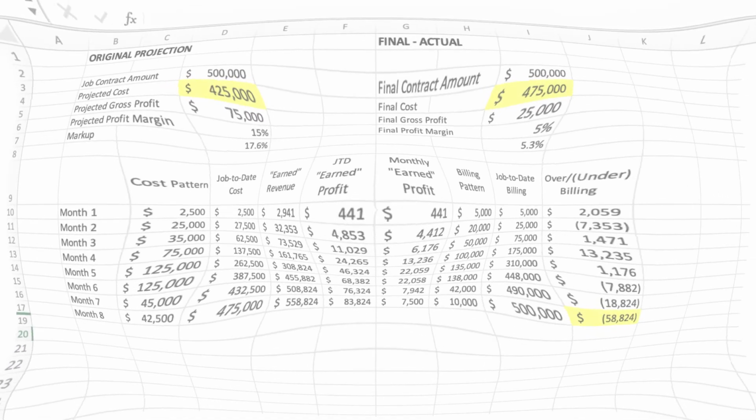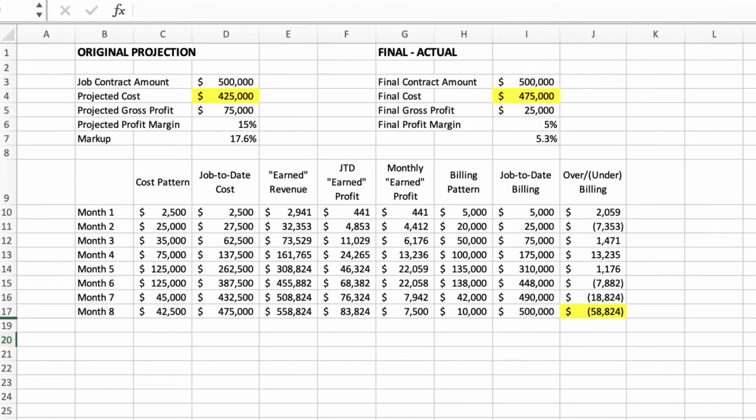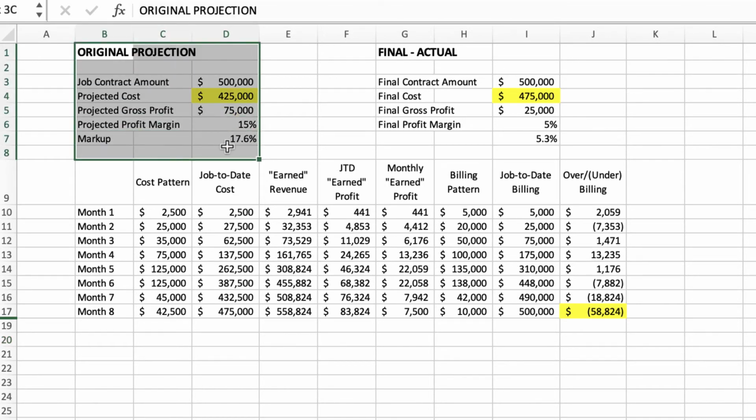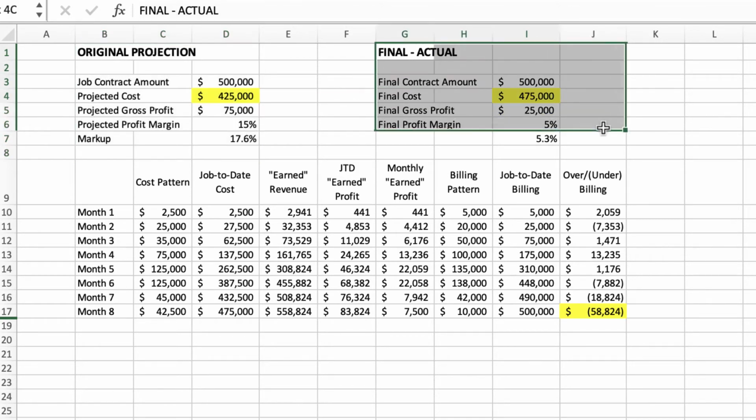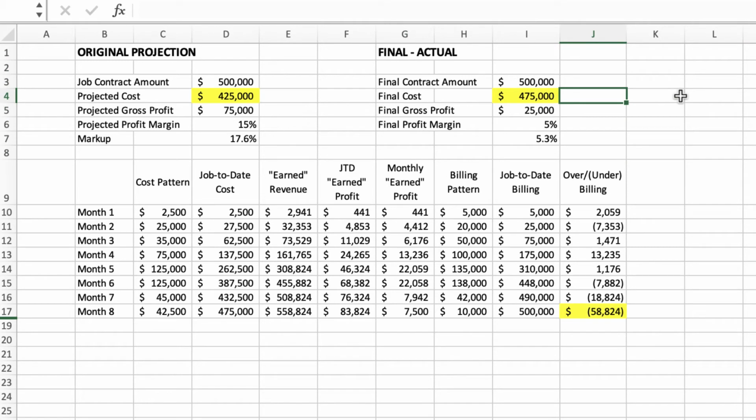Now, as you move forward in your job, you may realize that you are not going to perform exactly as budgeted. Let's look at the scenario where your costs exceed your budget and you cannot charge it back to your customer. Perhaps this was a hard bid job and you missed some important items in your estimate, or something else happened along the way. Up here on the left, we have the same job information that we had before. Then over here, we note that the final cost actually landed at $475,000 instead of $425,000.